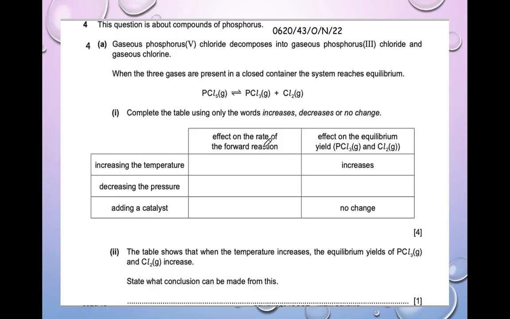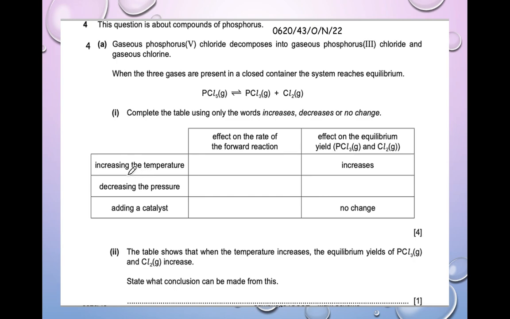Let's go for the question. The question is about compounds of phosphorus. Gaseous phosphorus 5 chloride decomposes into gaseous phosphorus 3 chloride and gaseous chlorine. When the three gases are present in a closed container, the system reaches equilibrium. Complete the table using only the words increases, decreases, or no change.